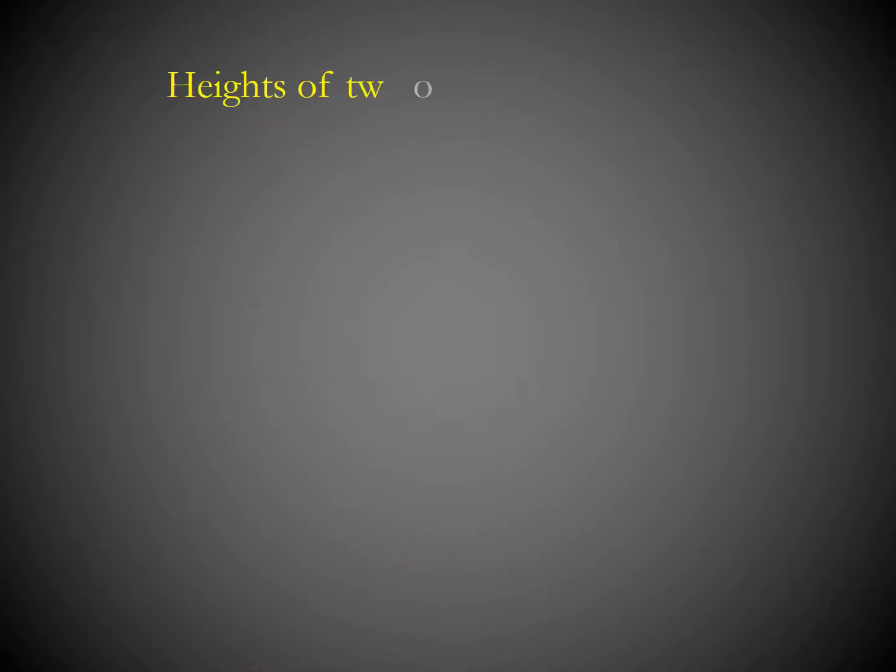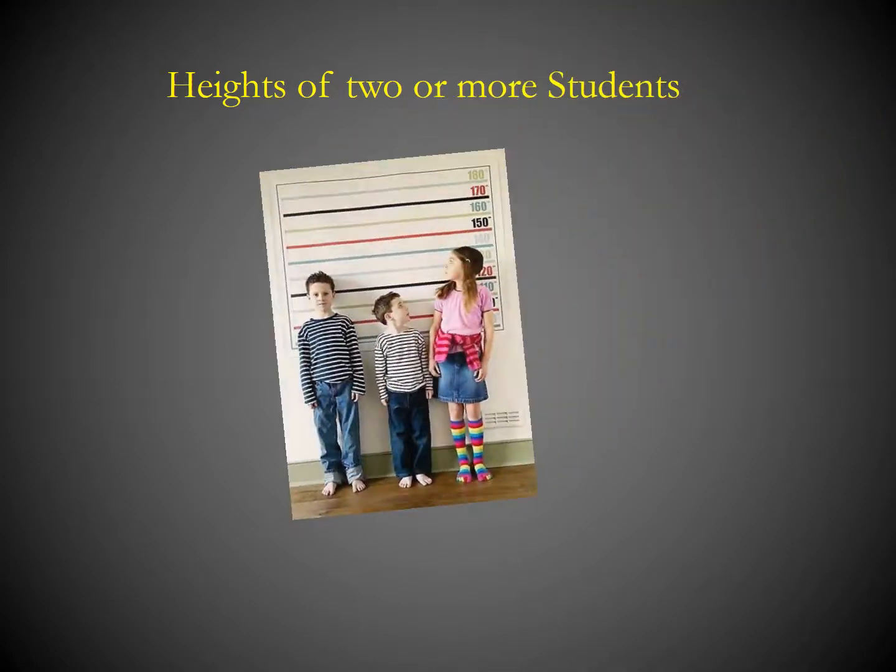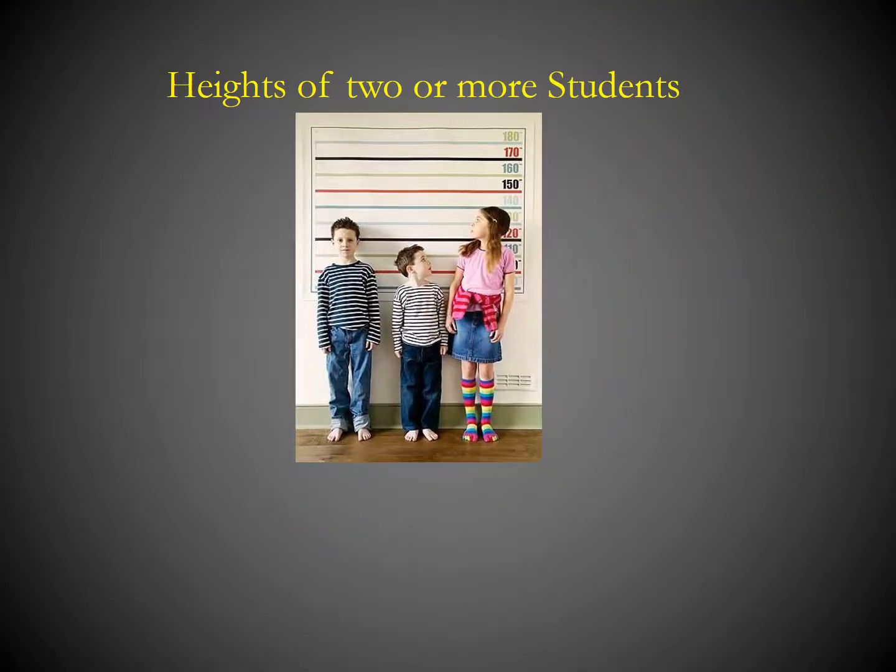Similarly, heights of two or more students is given and you have to find its ratio. So you can calculate it. But if I ask you, tell me the ratio of height and weight of a boy, it is wrong because height and weight are two different things. So its ratio cannot be calculated.